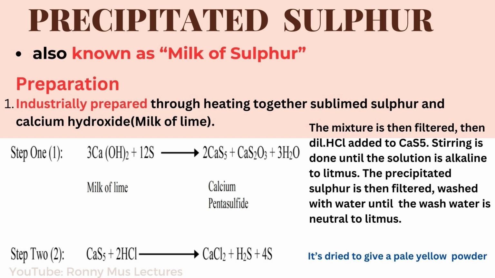The mixture is then filtered, and then you add dilute hydrochloric acid to calcium pentasulfide. This is followed by stirring until the solution is alkaline to litmus. Then the precipitated sulfur is filtered, washed with water until the wash water is neutral to litmus. This is followed by drying, and you end up with a pale yellow powder.